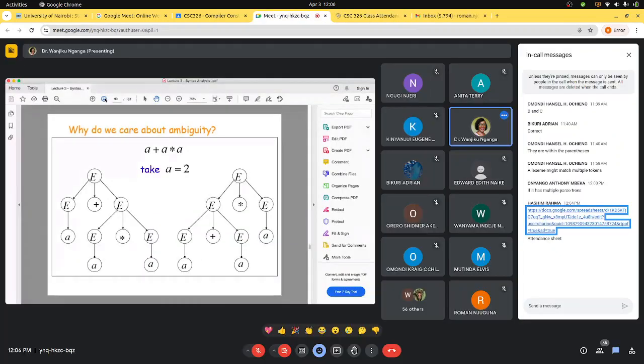ambiguity. This is a slide from the year 2 course when we did ambiguity, and we asked, why do we care about ambiguity? Why we care is that if we have these two trees and we assume that A takes the value of 2, which is the correct tree? The one on the left or the one on the right? The one on the left, because times has a higher precedence than plus.